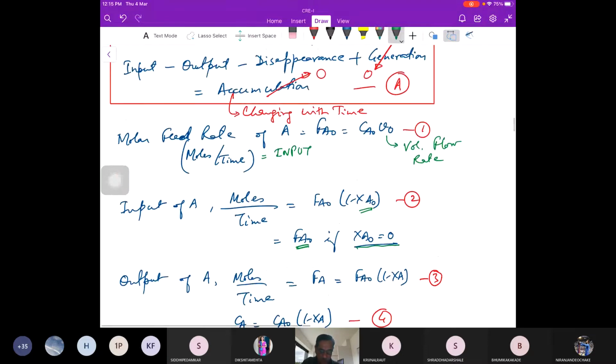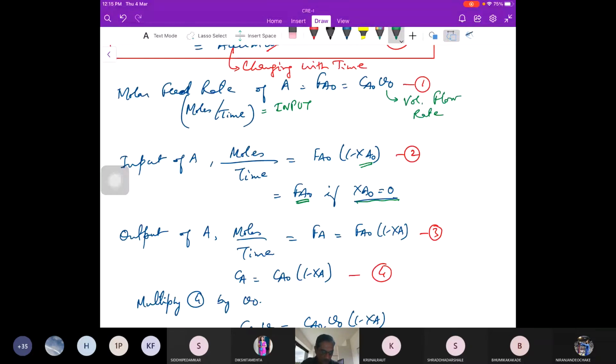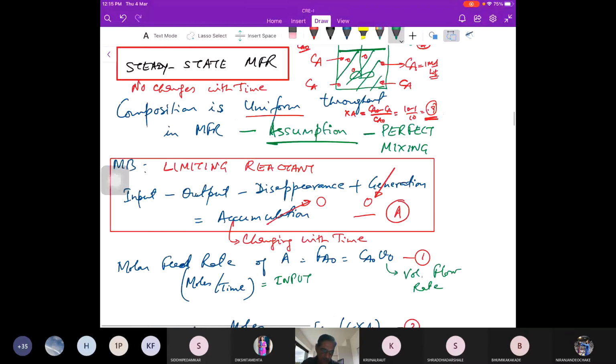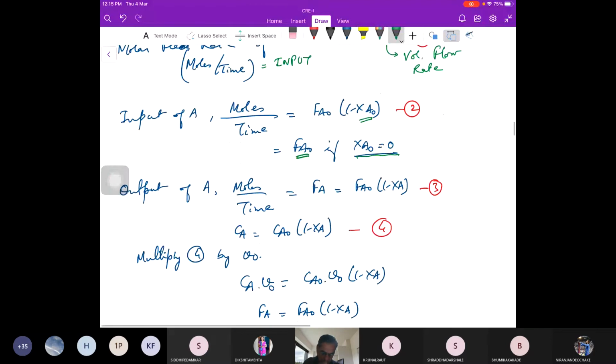Any questions on equation 2? Okay. Then output of A, continuously input is coming in, continuously output is going out. Moles per unit time is again Fa. Here the input was Fa naught, output is Fa. Fa is in moles per unit time, sorry, moles per unit time, and that is nothing but Fa naught 1 minus Xa.